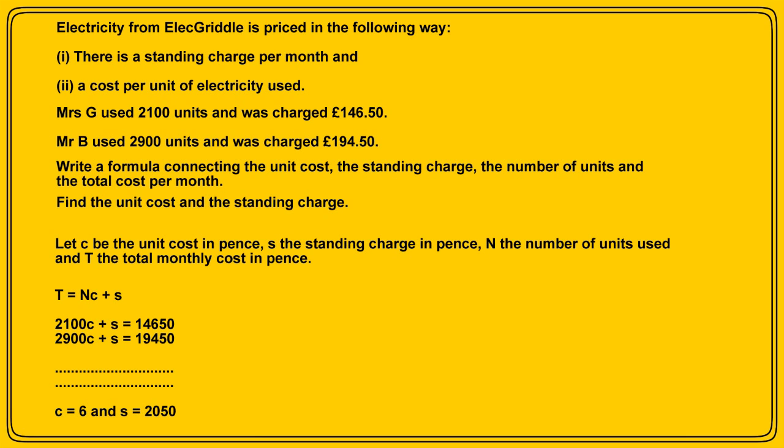But the examiners want to know what the unit charge and the standing charge are, not the values of just C and S as letters. So we must finish off with the following sentence. The cost per unit is 6p and the standing charge is £20.50, remembering to change the standing charge to pounds at the last minute.